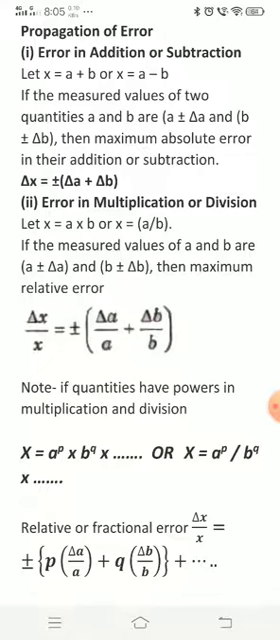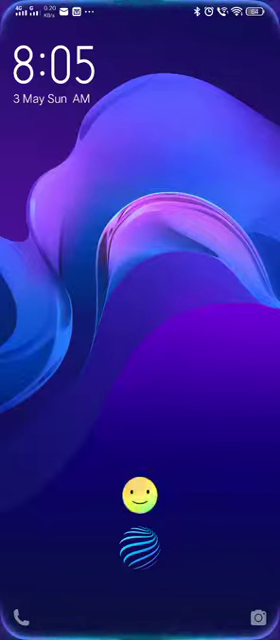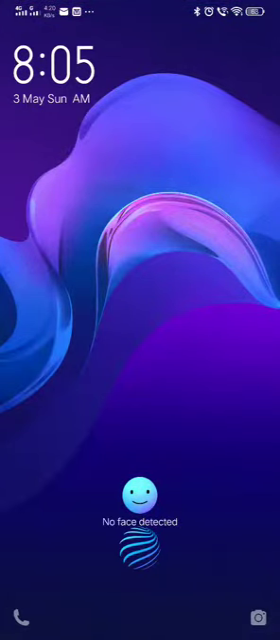Again, you keep in mind whether the expression is in terms of multiplication or division. In both the conditions, the expression will have a plus sign between delta a upon a and delta b upon b.